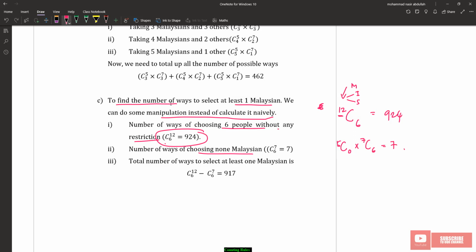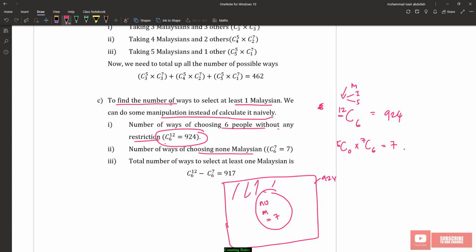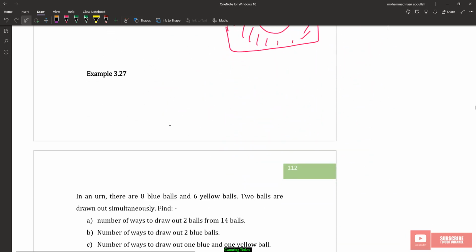So, balik konsep kepada konsep yang saya ajar tadi, Venn diagram. Right? Venn diagram. This is all possible outcome, which is 924. And the middle here is no Malaysia, equal to 7. Other than that, at least one Malaysia should be there. So 924 minus 7 equal to 917. Okay? Boleh eh? Right.